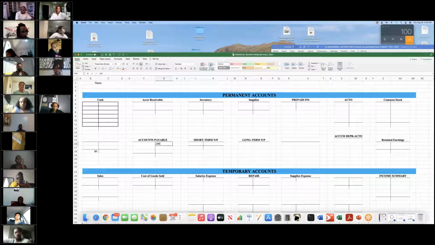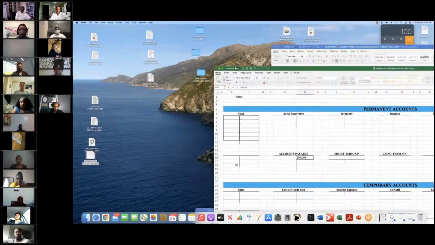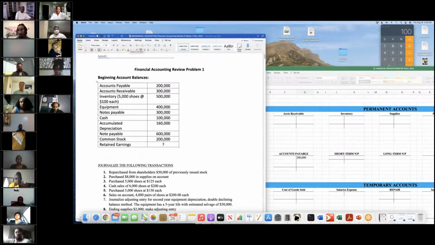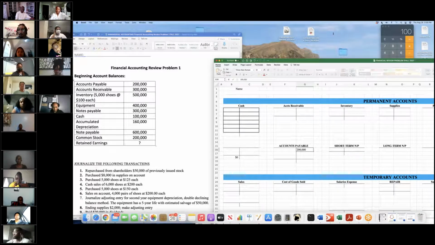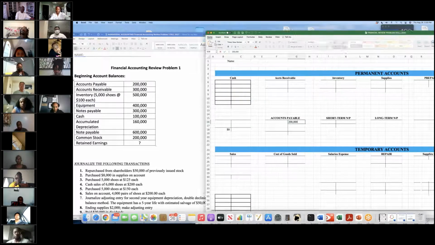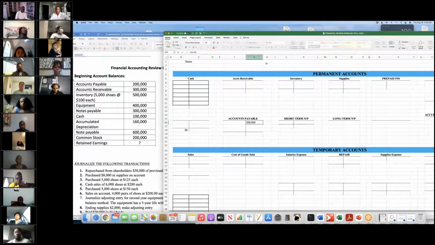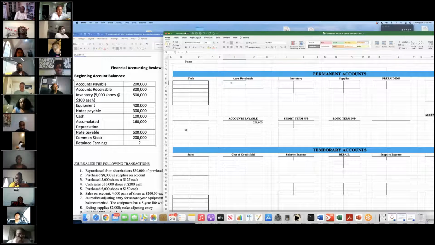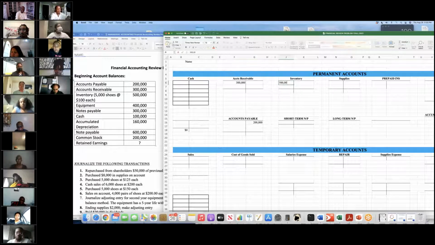Put these over here. Then we're going to take the accounts receivable. What are we going to do with it? With accounts receivable, this is a normal balance for debit. We're going to put it here. Inventory, debit balance, so we're going to put it here. So we're just putting these beginning balances in.